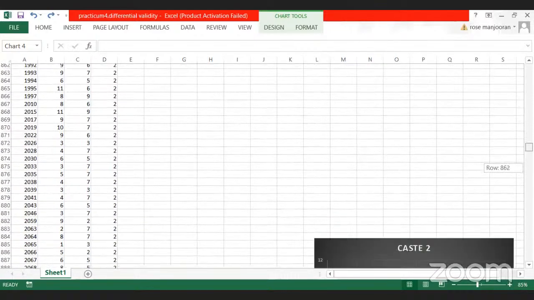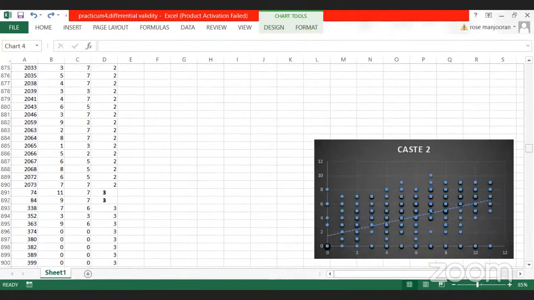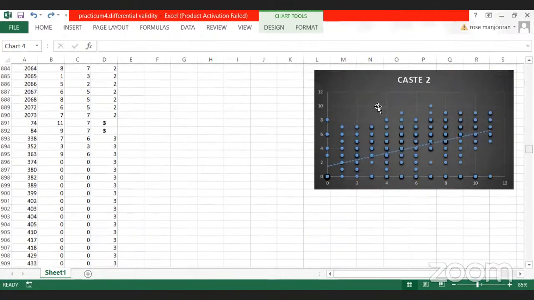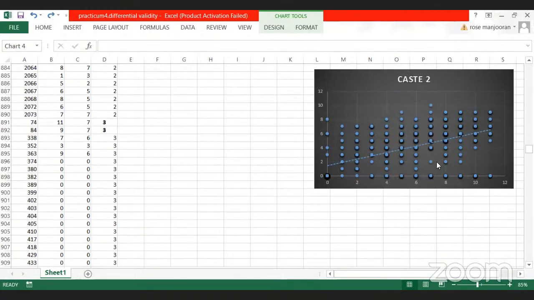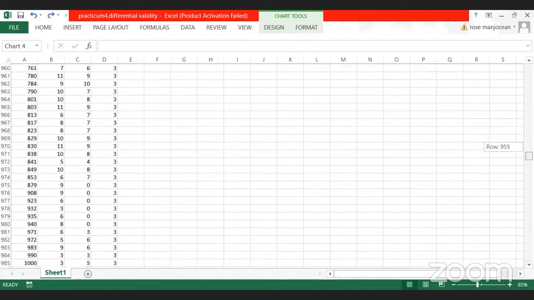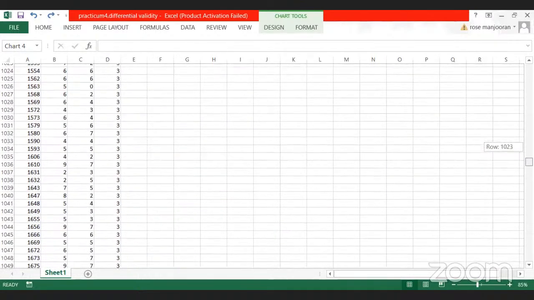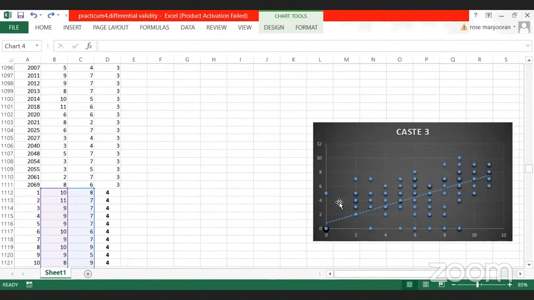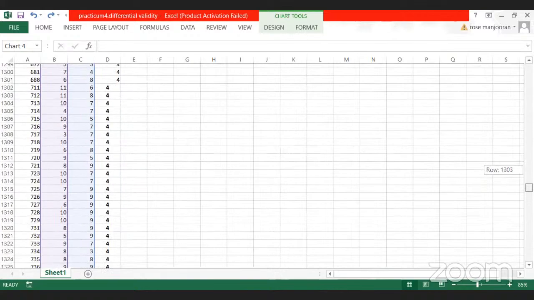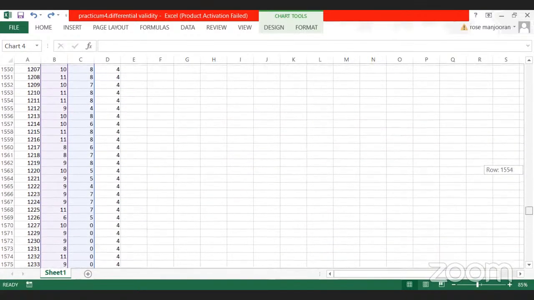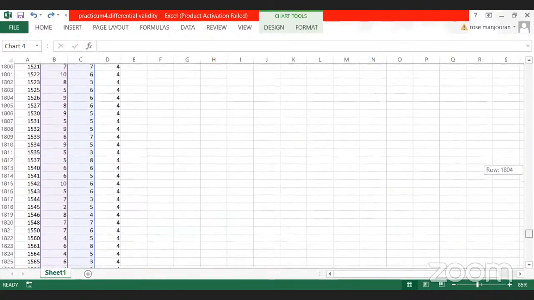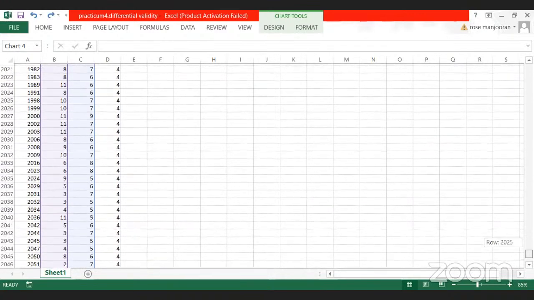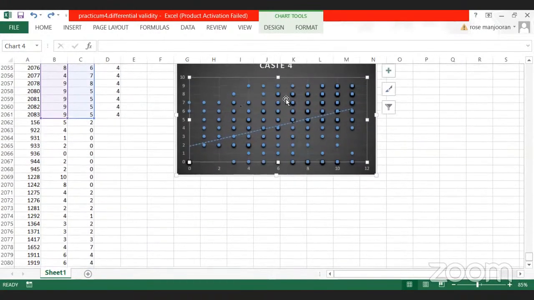Then for cast 2, you can see the scatter plot, how the points are scattered. With respect to others, for cast 3, that is for OBC, you can see the points are more concentrated on the line. That is, it is very much concentrated on the center. For cast 4, it is not that much concentrated. It is scattered away.